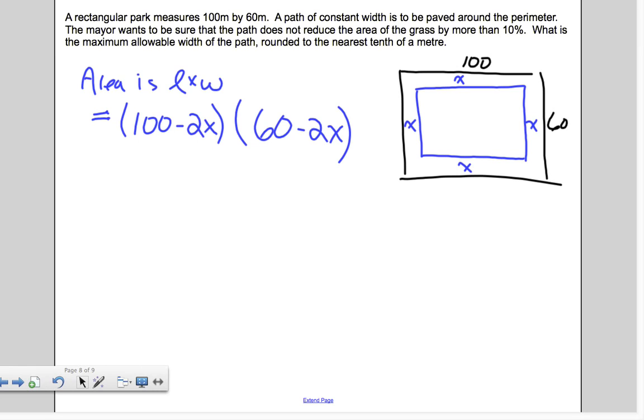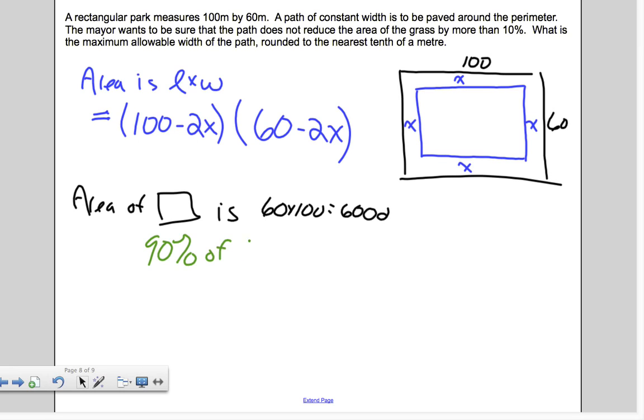The area of the black rectangle is 6,000, but we want the area of the blue rectangle to be no less than 90%. So what's the area of the black rectangle? It's 60 times 100, so 6,000. What's 90% of that? 6,000 times 0.9 is 5,400. So this area cannot be any less than 5,400 square meters.